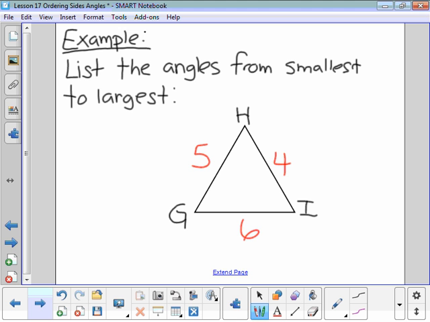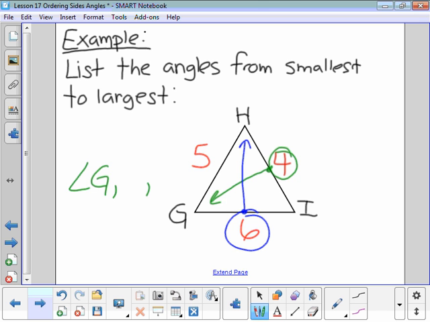So since we're going from smallest to largest, I'll find the shortest side. The angle across from that is angle G. The longest side is GI. The angle across from that is angle H. And the one left over is angle I. That one's the angle measure that is in the middle of those two. It's not necessarily exactly in the middle, but it's not the smallest and it's not the largest.